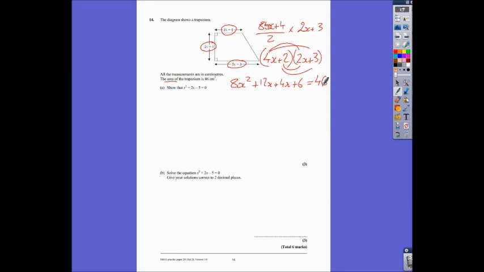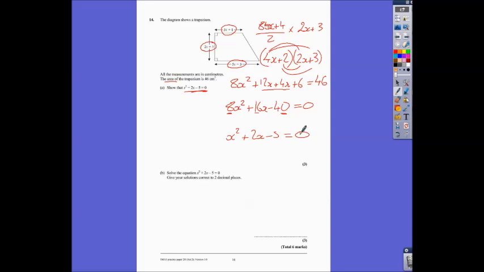So to get it equal to 0, we need to take the 46 off both sides. So we get 8x squared, put these two together as well, we've got 16x there, and then 6 take 46 would be minus 40, and that would be equal to 0. Now you'll see it's nothing like this just yet, but you'll notice that each of these are a multiple of 8. So if we divide through by 8, we get x squared plus 2x minus 5 equals 0, just like it says.